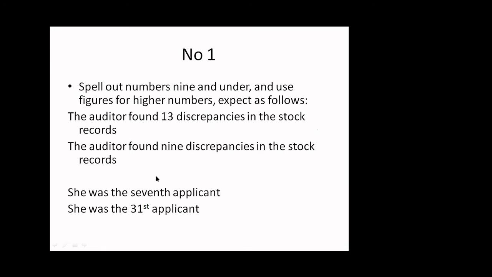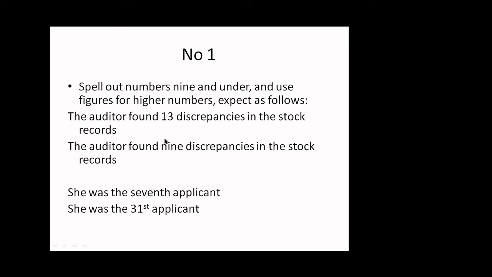So the first rule is, if you have numbers, spell out the numbers under 9. So 1, 2, 3 until 9, then you spell it out. If it is above 9, then write the figure. So 13 is above 9, so you are writing the figure. So that's what: the auditor found 13 discrepancies in the stock record.